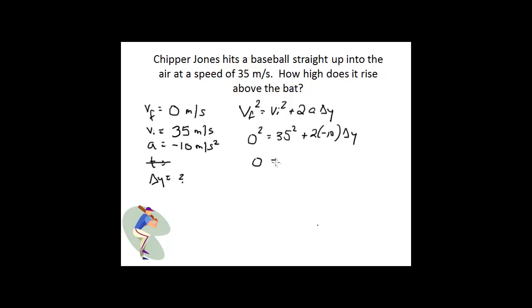Let's work it out here. 0 equals 1225 minus 20 delta y. So 20 delta y is 1225, and delta y ends up being 61.3 meters.